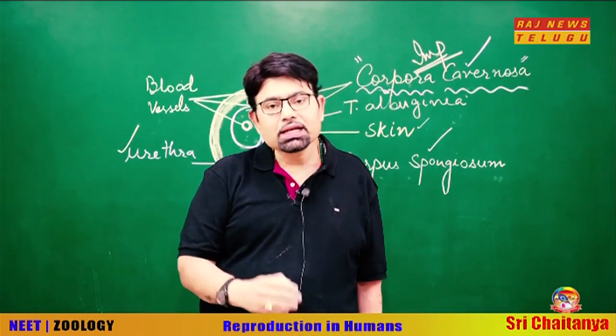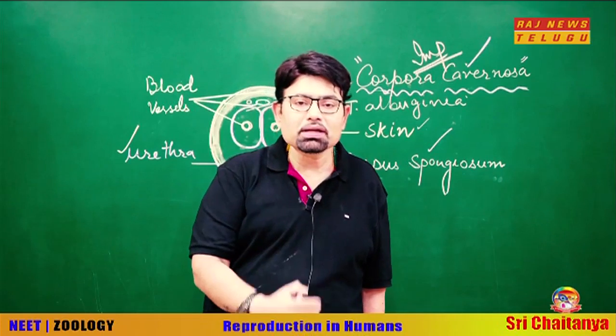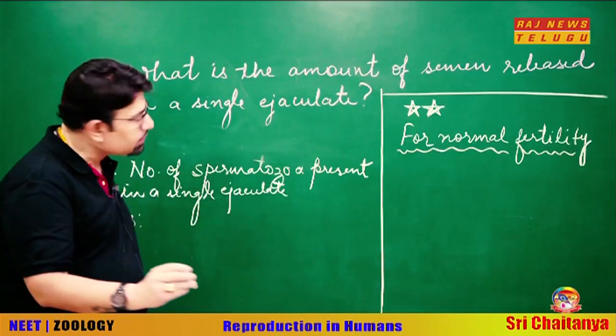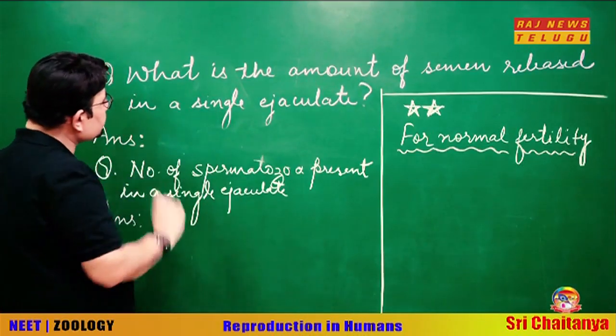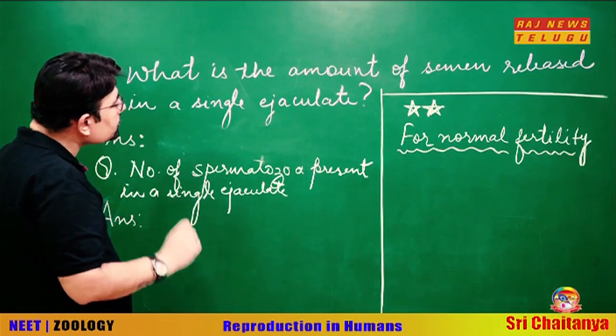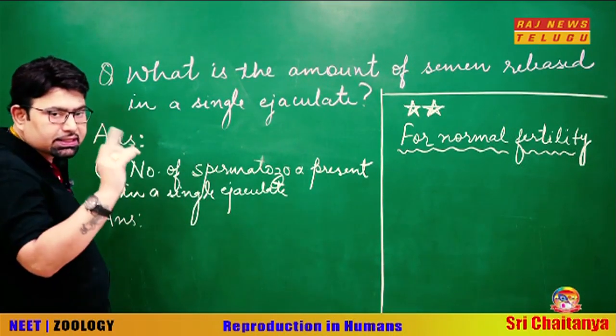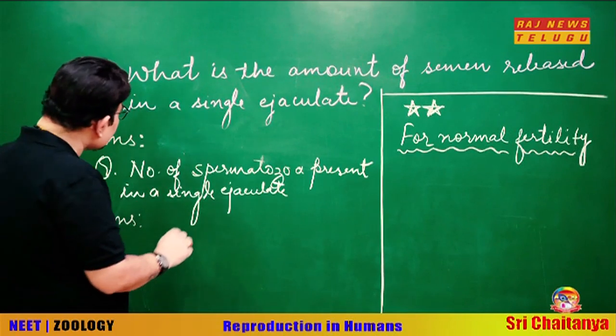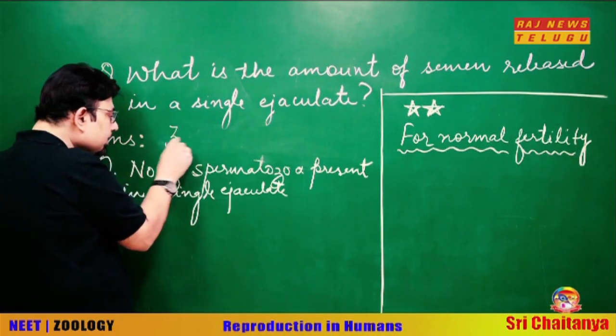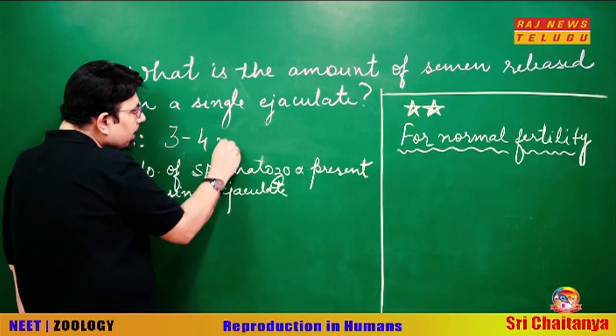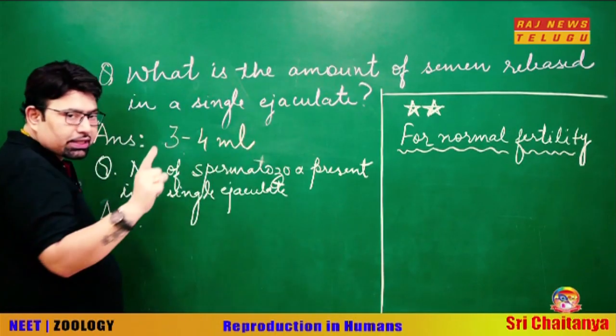Dear students, now we move to the female reproductive system. Dear students, let us now address one question. What is the amount of semen released in a single ejaculate? It is approximately 3 to 4 ml per ejaculate.